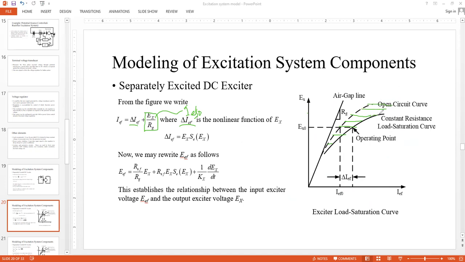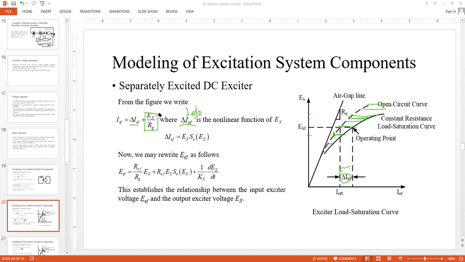So if you choose a different EX, if instead of choosing EX here you choose EX not here, then that delta IEF would be different than the delta IEF we have shown over here. The nonlinearity is different, this gap is different than the gap presented here. Because this gap is not constant between these two curves, it is a nonlinear phenomenon on its own.